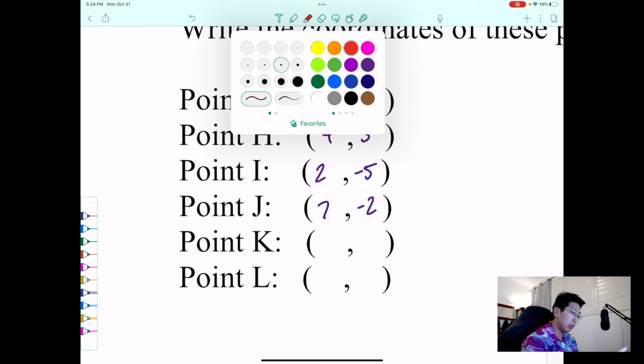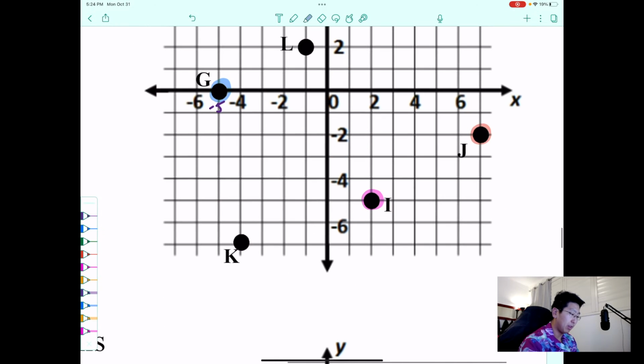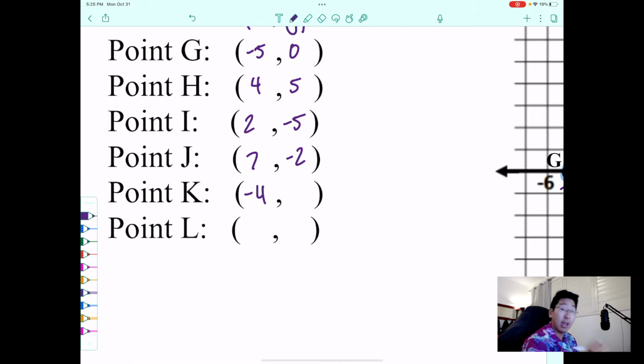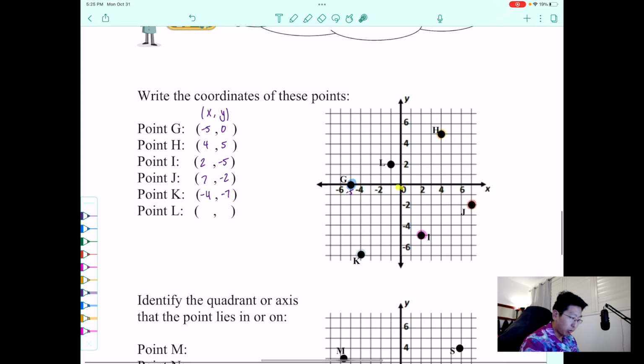Point K, let's use an interesting color here. Let's do that one. Point K. The x value is -4, right? It's on this line, -4. And the y value is -7, right here, -7. So -4, -7. -4 is my x value, and then -7 is my y value. It goes 4 to the left and 7 down. Okay, so down is -7 right here, and 4 to the left is -4.